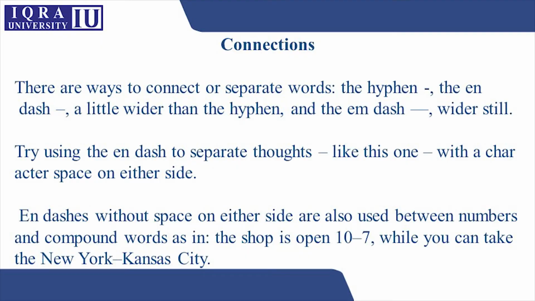Connections. There are ways to connect or separate words. For example, the hyphen, the N dash, a little wider than the hyphen, and the M dash, wider still. So try using the N dash to separate thoughts, with a character space on either side. N dashes without space on either side are also used between numbers and compound words, as in the shop is open 10 to 7, or you can take the New York, Kansas City.